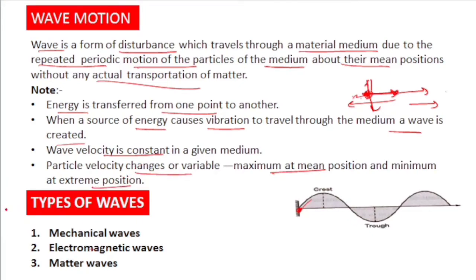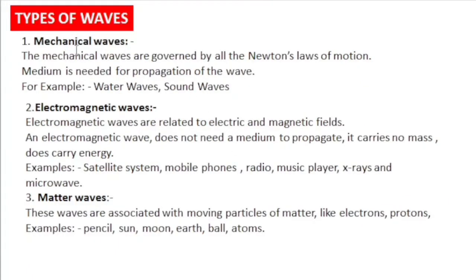Now there are different types of waves: mechanical waves, electromagnetic waves and matter waves. What do we mean by mechanical waves? Mechanical waves are those waves which need a material medium for their propagation. In a mechanical wave, a medium is needed for propagation. It is governed by Newton's laws of motion. For example, water waves and sound waves. These waves require a medium for their propagation, right? So these waves are mechanical waves.